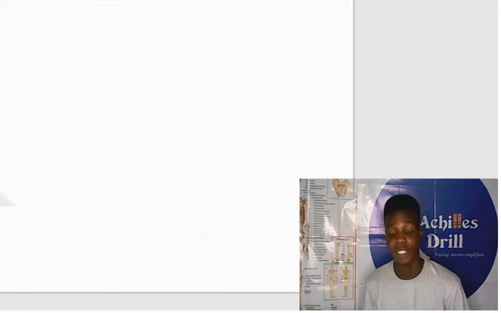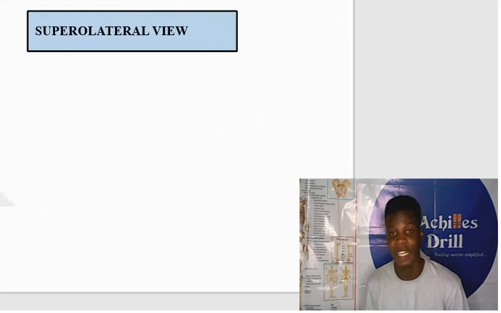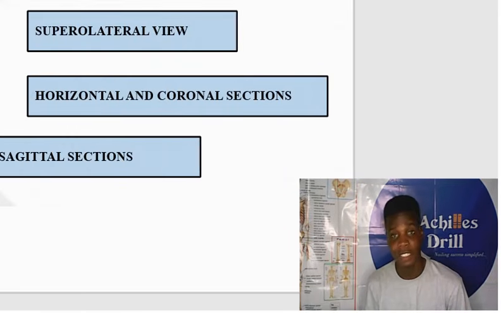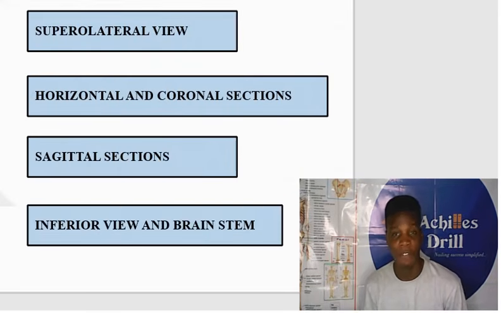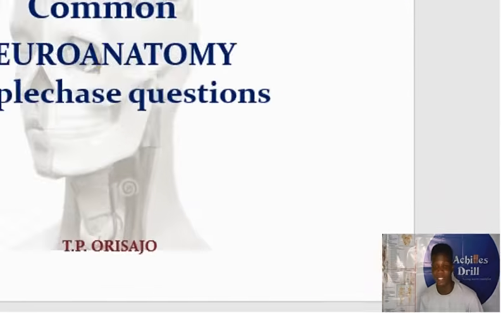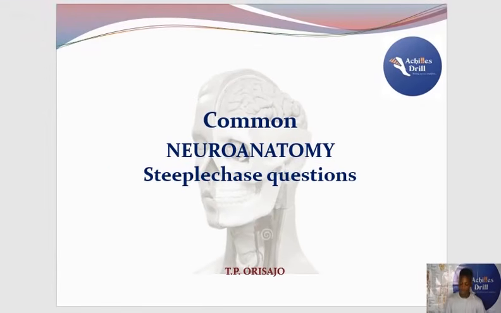This lecture is divided into four different parts. In this particular part, we emphasize some common steeplechase questions that can be thrown at you from the superolateral view of the brain. In subsequent lectures, we'll dive into the horizontal and coronal section through the brain, the sagittal section through the brain, the inferior view of the brain, and of course the brainstem. It's sure going to be an educative session. Ensure you work with me to the end. All right, let's get straight off.